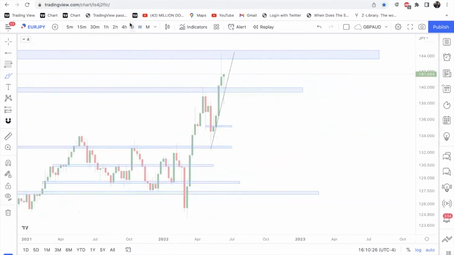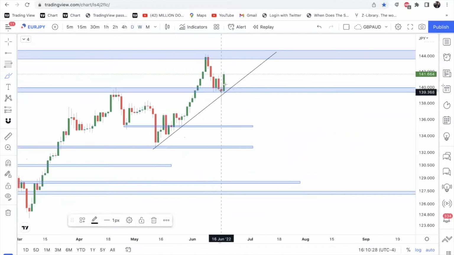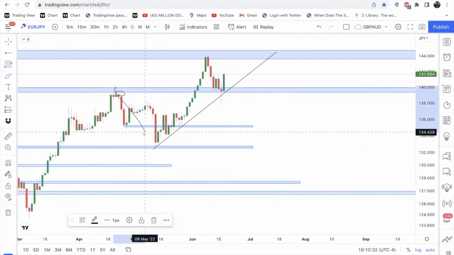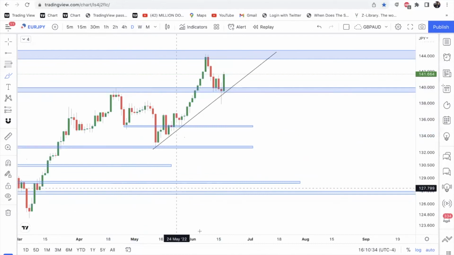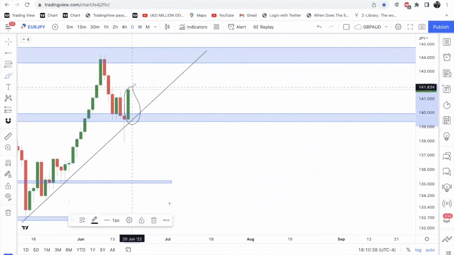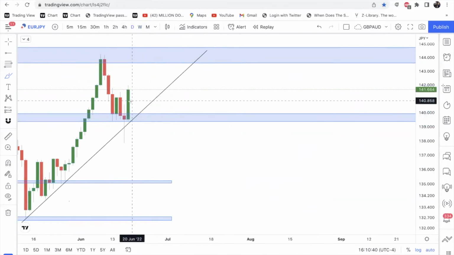So looking at how it's reacting at this level, it found support here, right? Because look to the left, this was a level of resistance or supply. So it's finding support, and seeing how this daily candle is closing, this daily candle closing bullish engulfing. So for me, that's a sign that we're likely going to continue up.